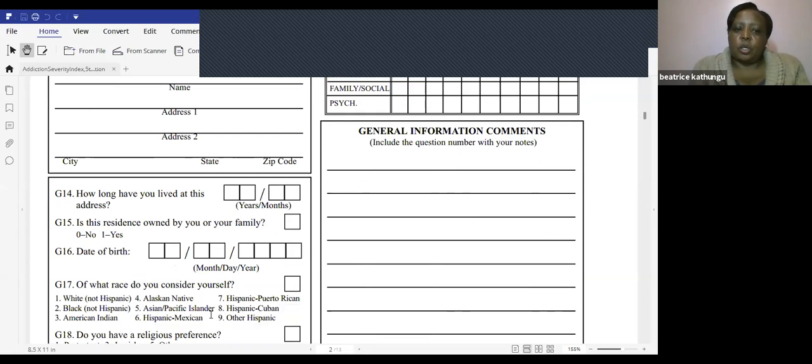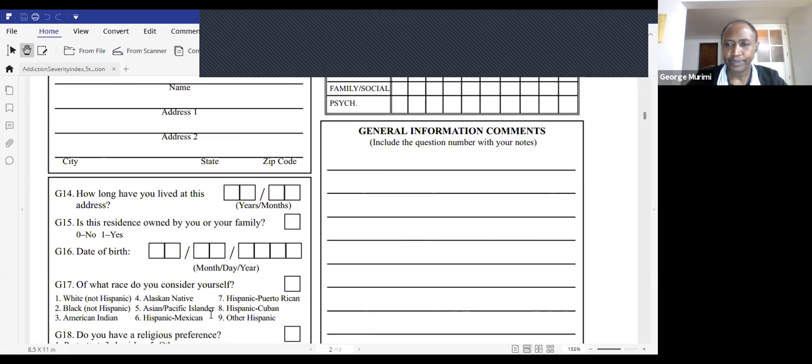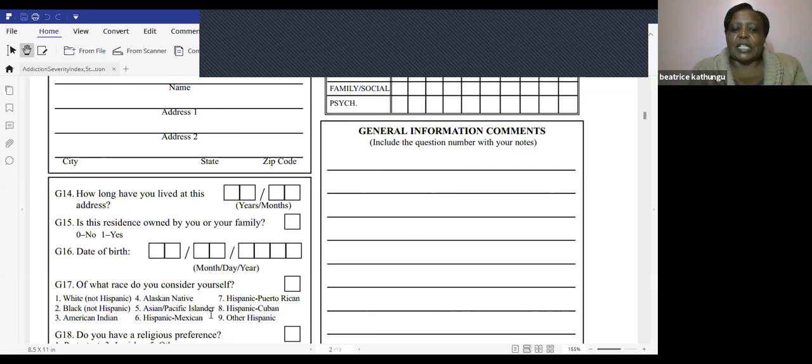So George, of what race do you consider yourself? Is it white, non-Hispanic? Is it black, non-Hispanic? Is it American Indian? So you can read out this and show George so that they pick, and they may not necessarily make sense to George, these questions, because he's not in the setting they were produced. But let's hear what George says. So George, what race do you consider yourself? I am a pure African. A pure African. So looking at our different options here, 1 to 9, where do we place George?